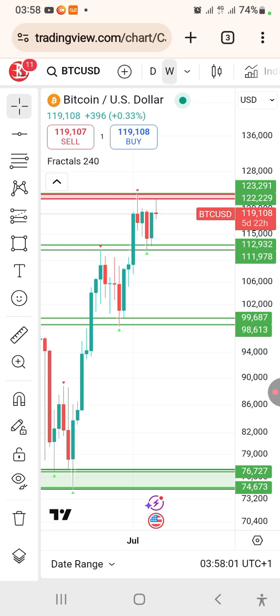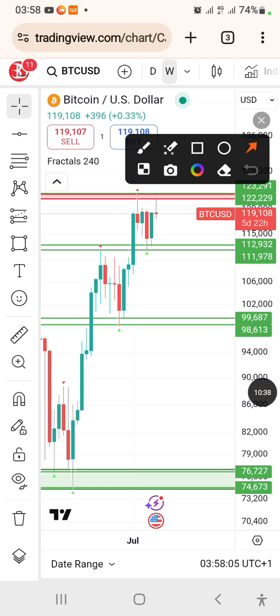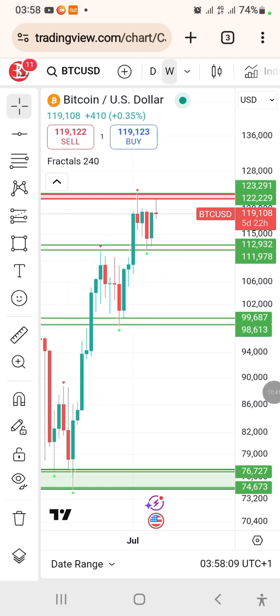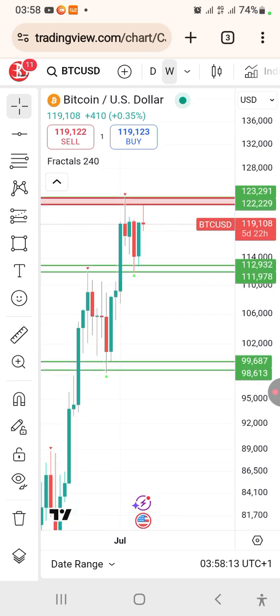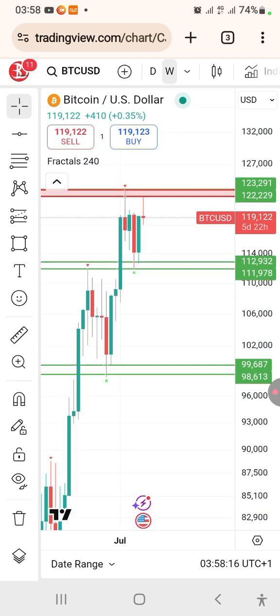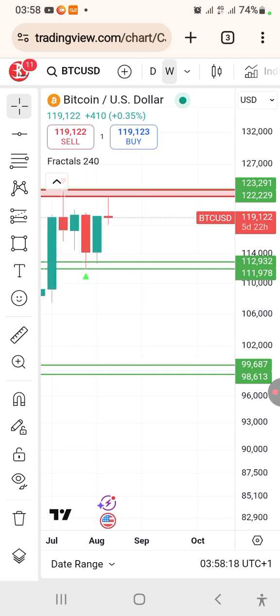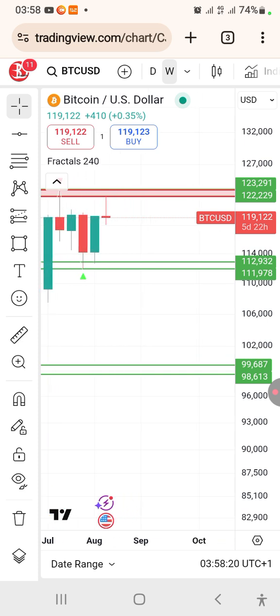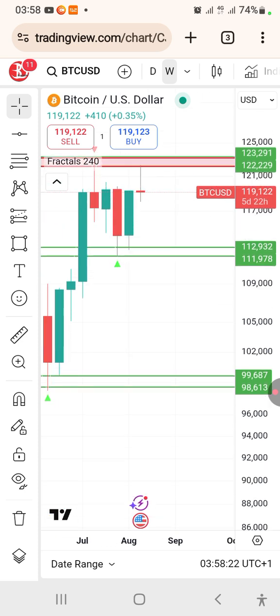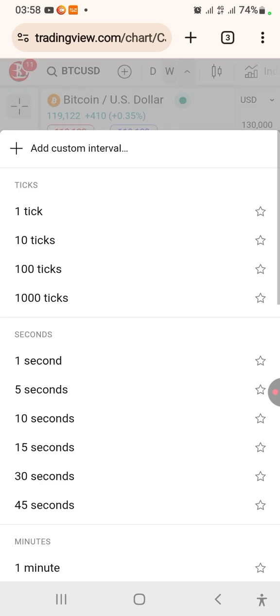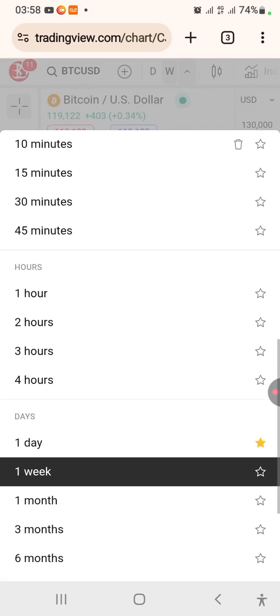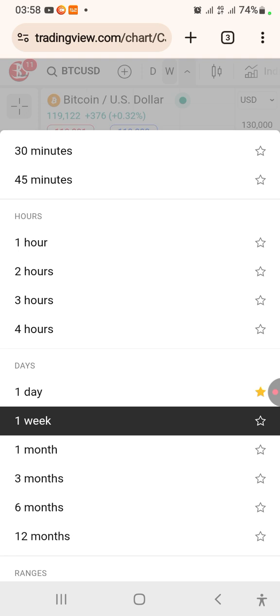The weekly is still telling us the market is an uptrend. So it's an uptrend. So think of buying, but we don't just jump into the trade and buy immediately. You take your time to see where you want to buy. Okay, now let's move on to the lower time frame.